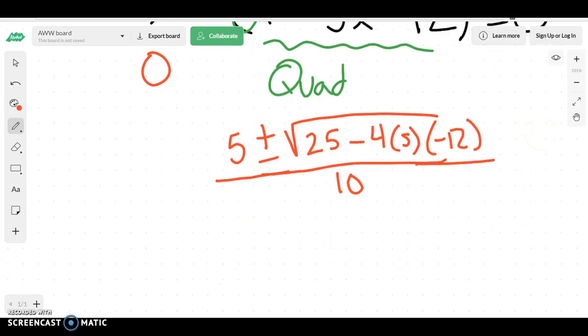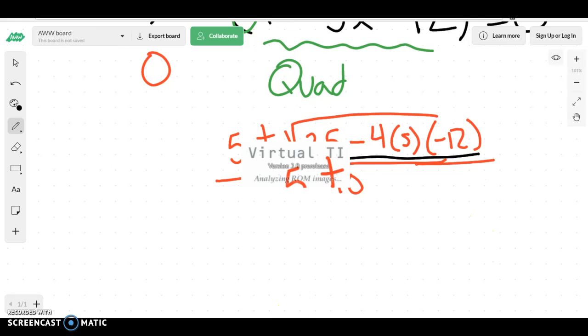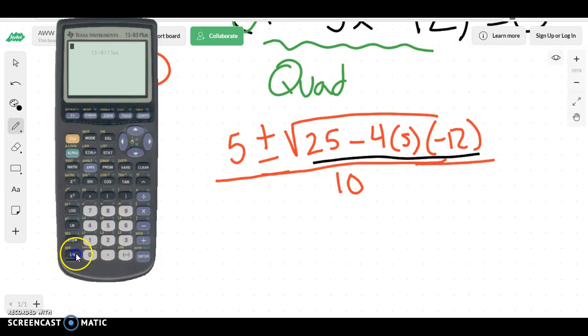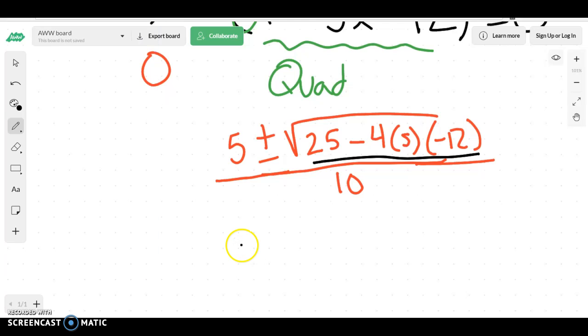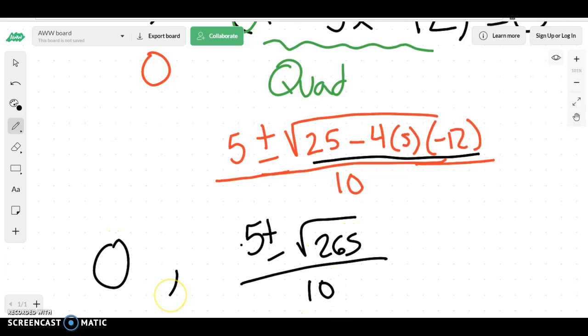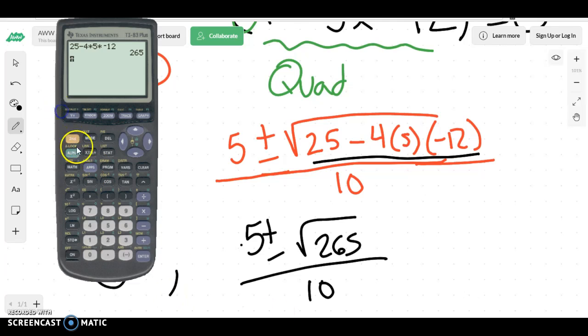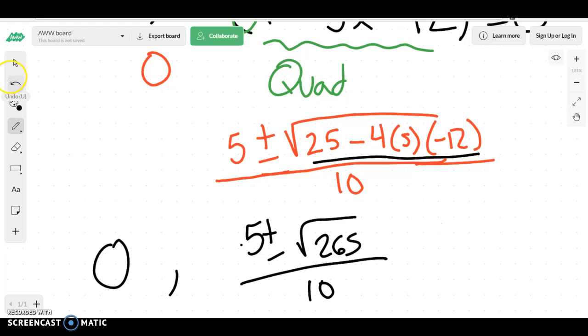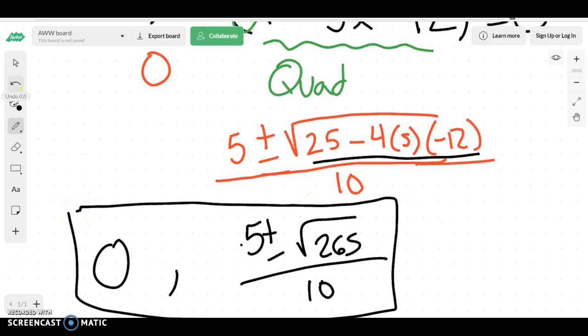Now at this stage, we'd want to work out the inside of the square root, which isn't too bad to do. We would just have to, on a calculator, do 25 minus 4 times 5 times negative 12, and you would find that that gives you 265. So we'd have 5 plus or minus the square root of 265 over 10. And if you take the square root of 265 on a calculator, you would find that it's not a nice number. So we'll actually just leave it as this for our final answer.